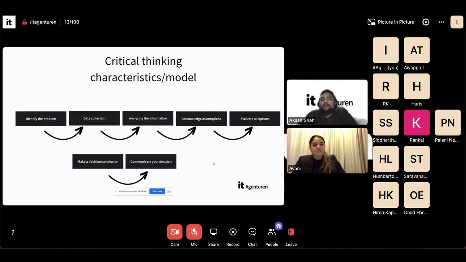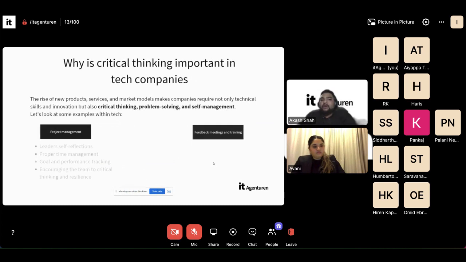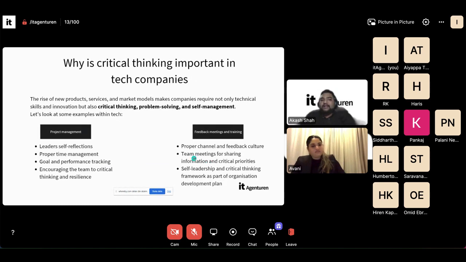Now, this was, I would say, a diagrammatic explanation, or a real world scenario. There are a few other things that we need to consider when we talk about critical thinking, such as, I would say, if you know how to write, or if you know how to take notes, then you have already achieved the first step of critical thinking, and that can serve as a stepping stone for critical thinking. Now we can talk about why critical thinking is important in tech companies.